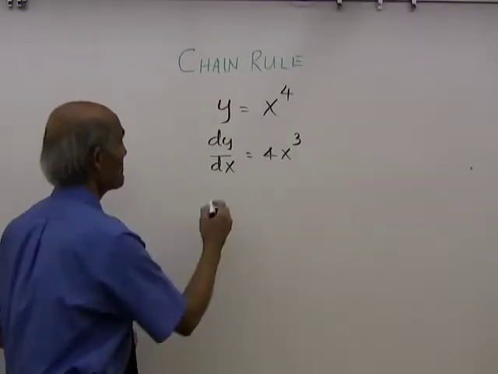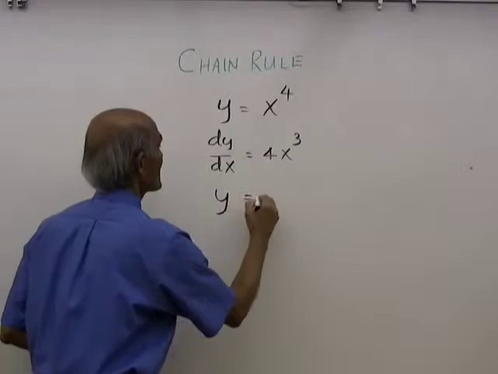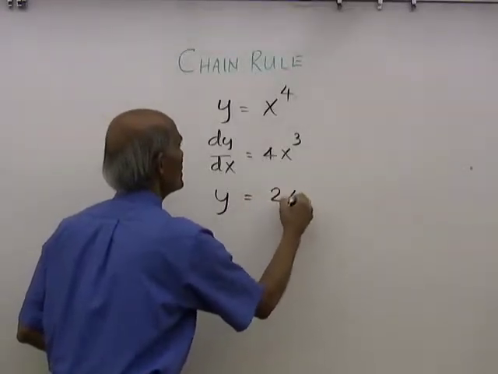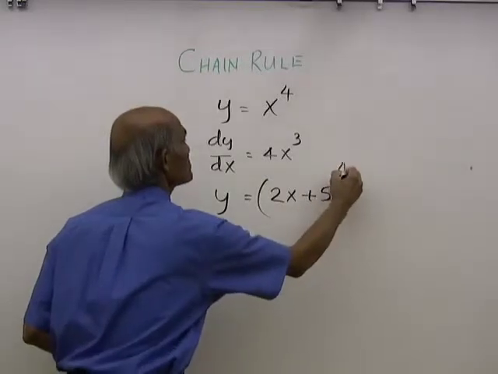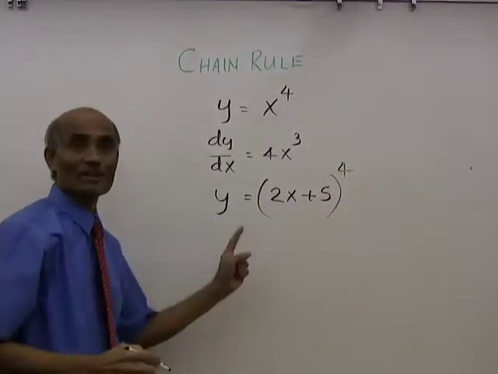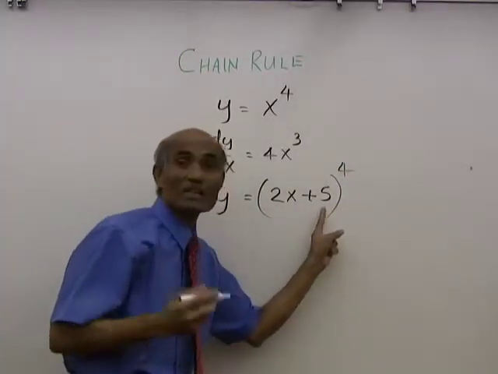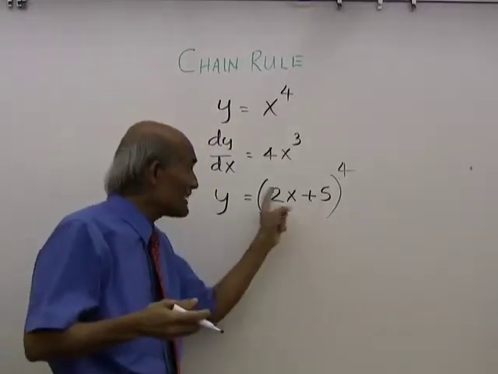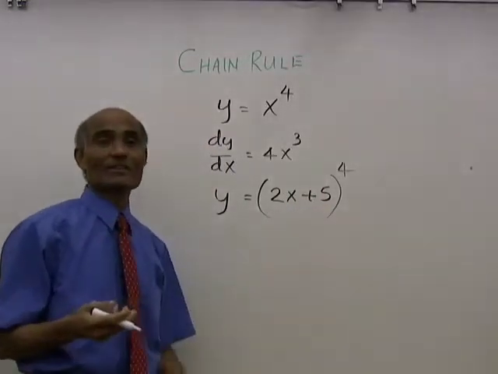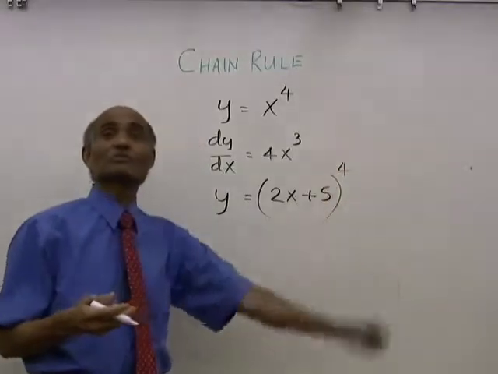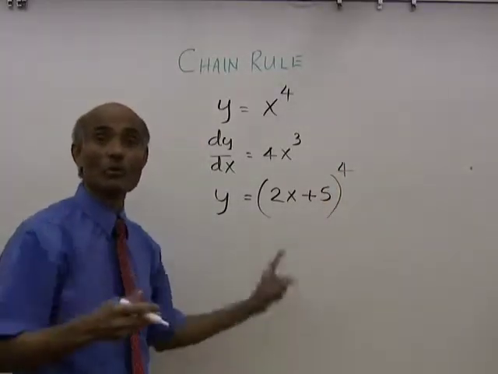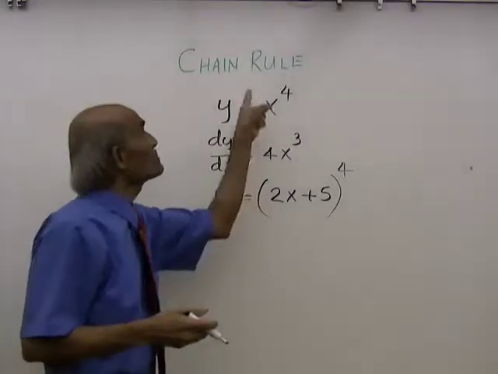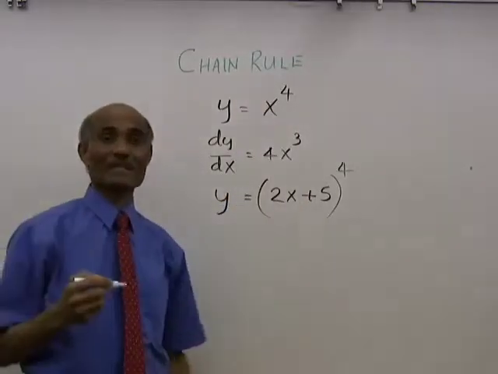Now, what happens if you have a function like y equal to (2x plus 5) raised to the power of 4? You see, this is no longer a simple x. This is a function of x. We are now raising that to the power 4. How do we use the power rule in here? That is where the chain rule comes in.